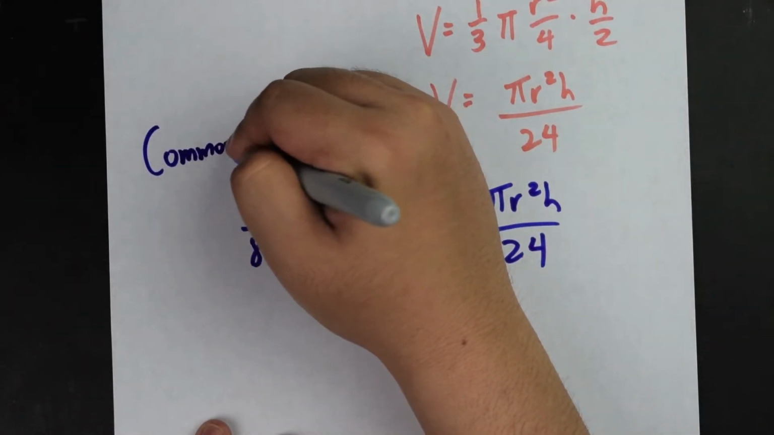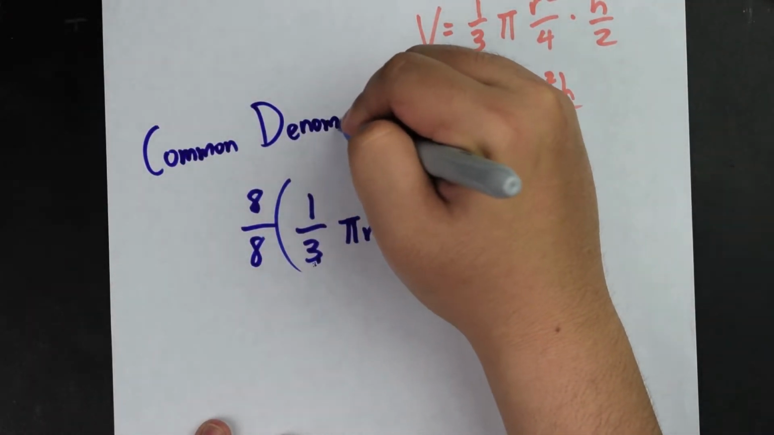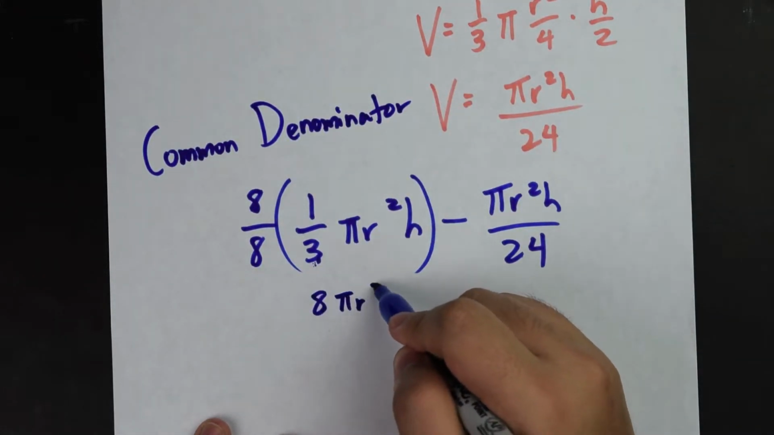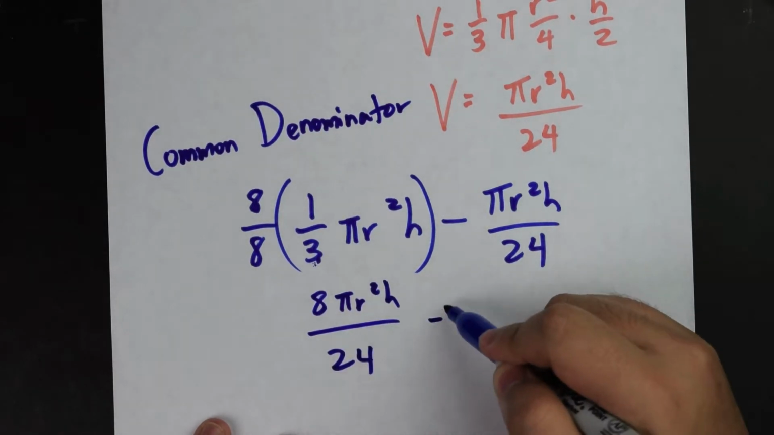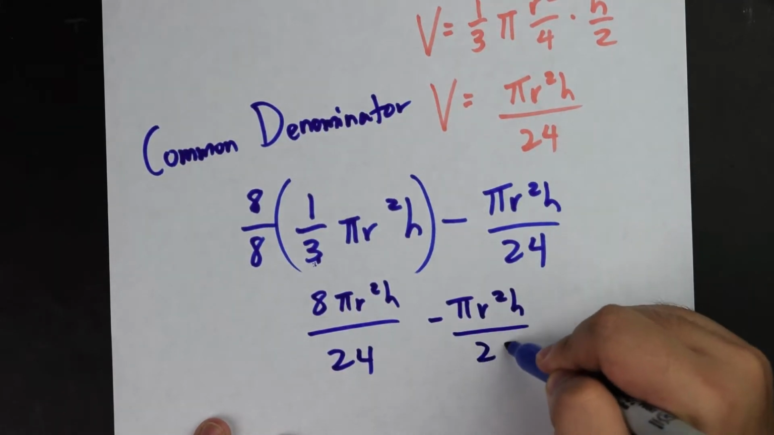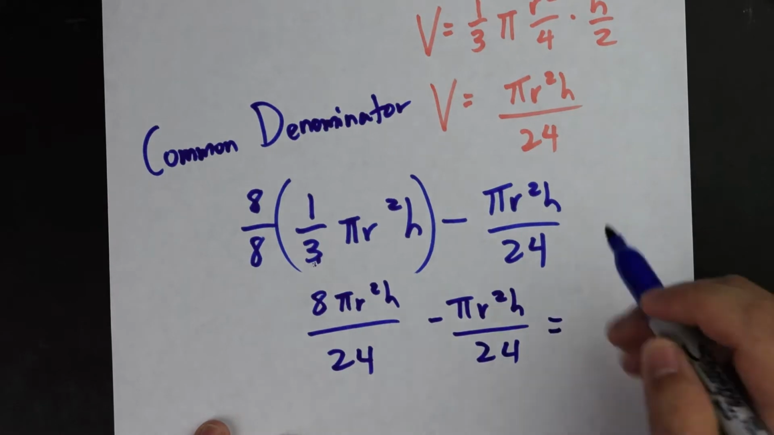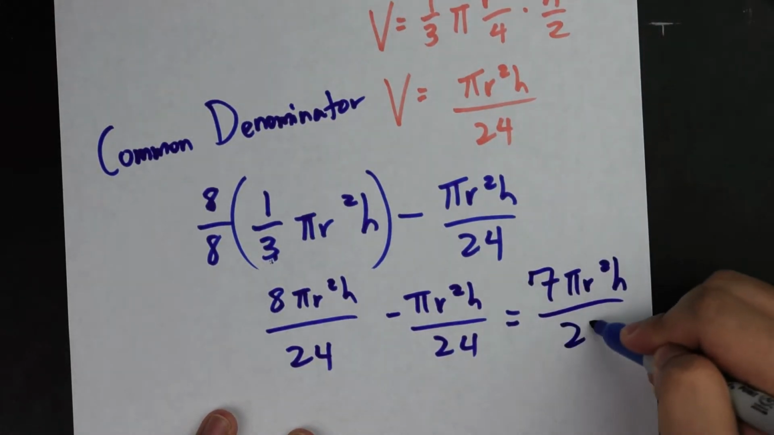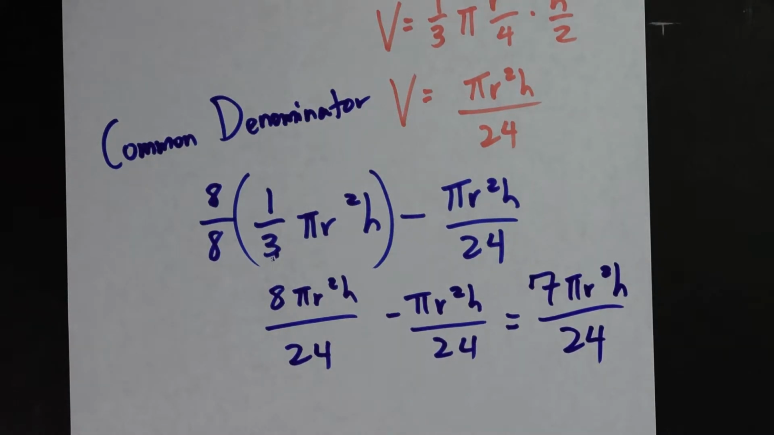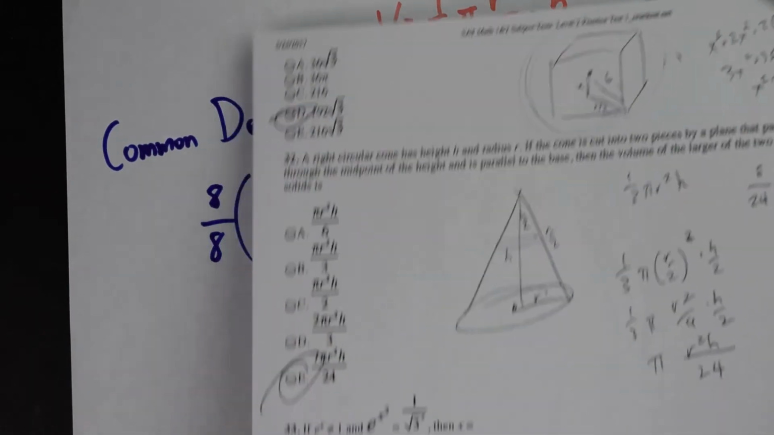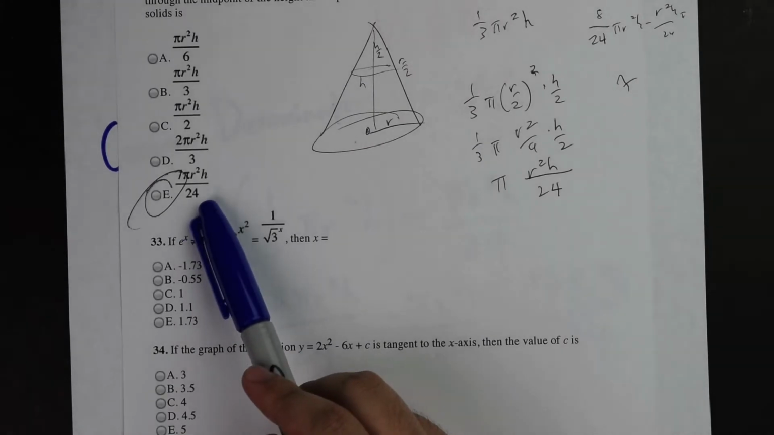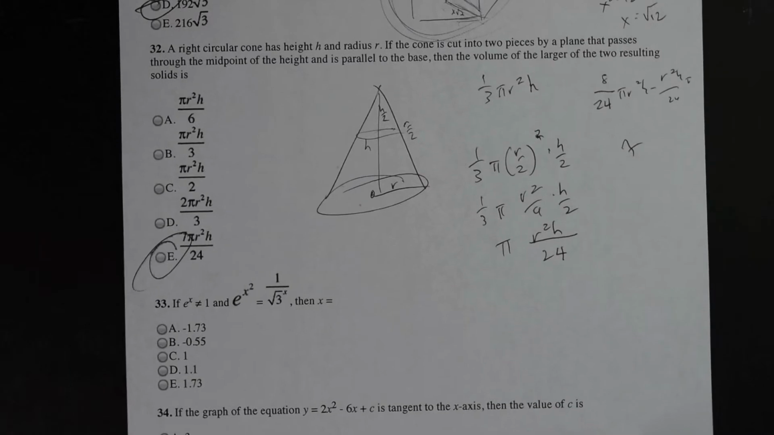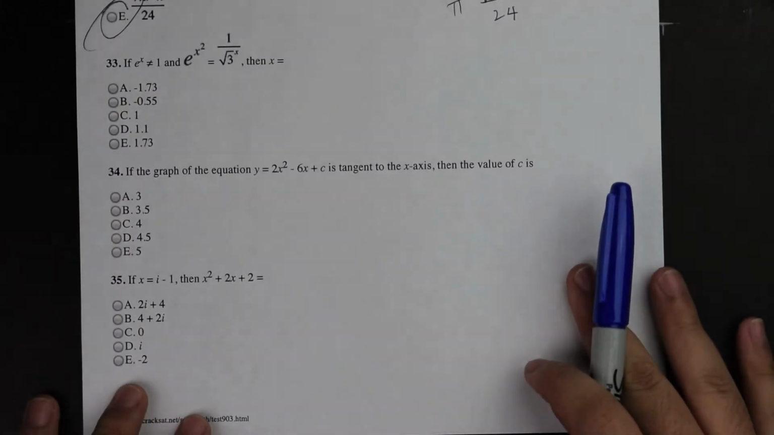Okay, now I'll write that term, common denominator, just in case you want to look it up or look into it more. And so what happens is that it's going to be 8 pi r squared h over 24 minus pi r squared h over 24. Since these two have the same denominator, it'll end up becoming 7 pi r squared h over 24. And thus, when I was doing this problem, it ends up becoming E, 7 pi r squared h over 24. And that concludes my explanation for number 32. And to continue on to the last question for today.